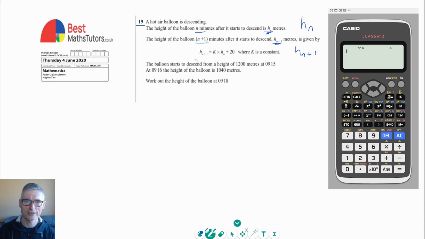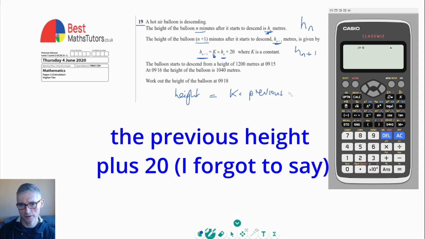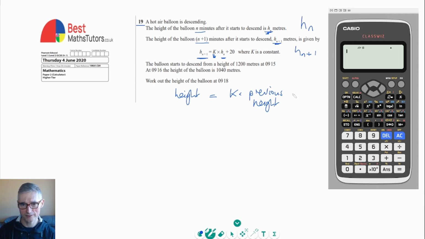And we're given this iterative formula, h n plus 1 equals k times h n plus 20, where k is a constant. What that actually means is the height is equal to k, a constant, times the previous height, the height in the previous minute. If we put that into our formula, it will give us the new height 1 minute later.